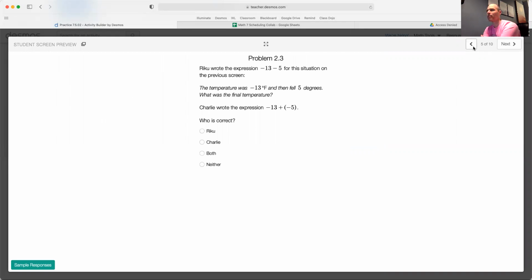So screen 5. It says Riku wrote the expression negative 13 minus 5 for this situation on the previous screen. The temperature was negative 13 and fell 5 degrees. Charlie wrote the expression negative 13 plus negative 5. So they're actually both right. In fact, I think I wrote both of these right. I started by saying it's negative 13 minus 5, but that it's better to think of it as negative 13 plus negative 5 because you're more likely to get the right answer. So I would say both are right.